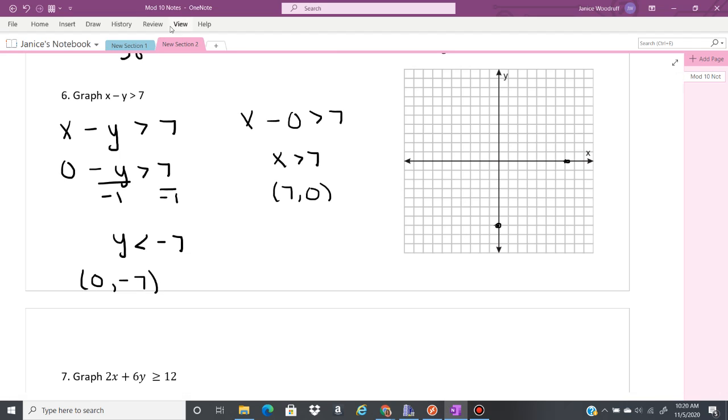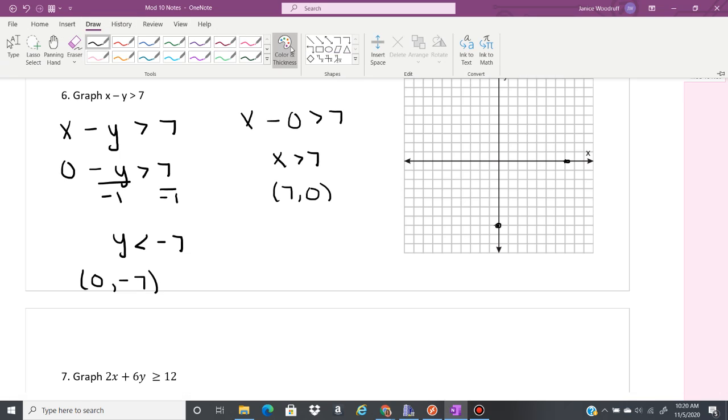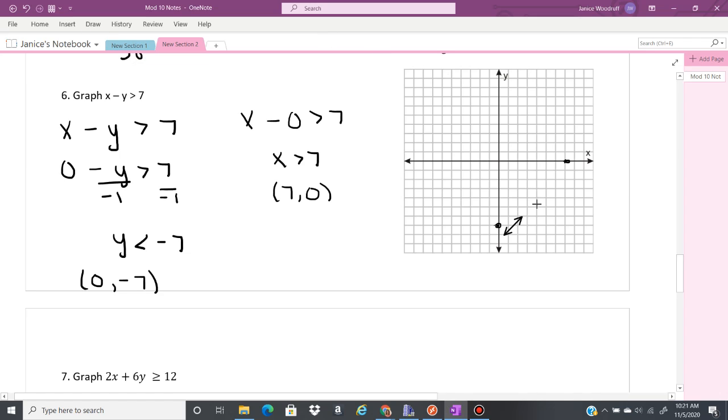And then what we want to do is draw a line for that. Let's try and get this line nice and even here. There we go. Let me see if I can get this just a little bit more even. Sometimes this program does not like it. There we go.